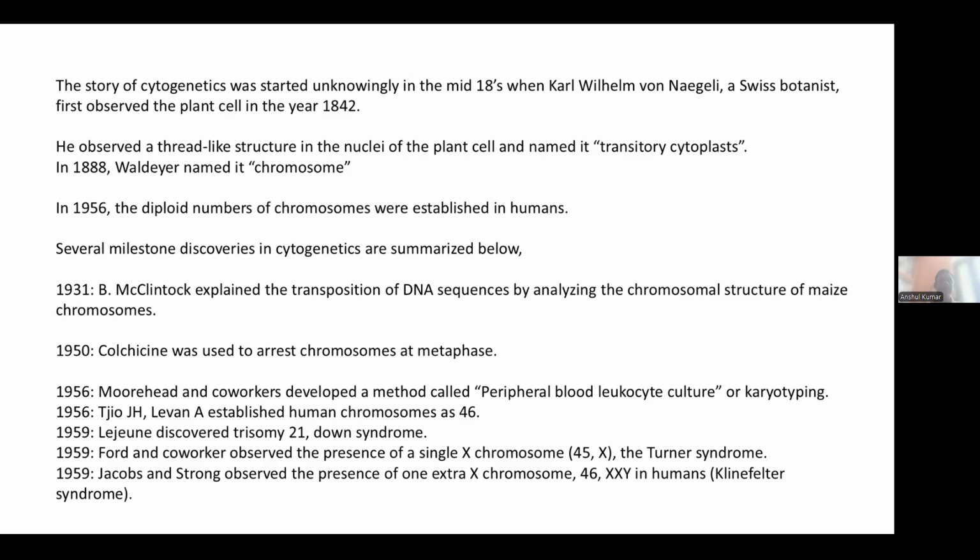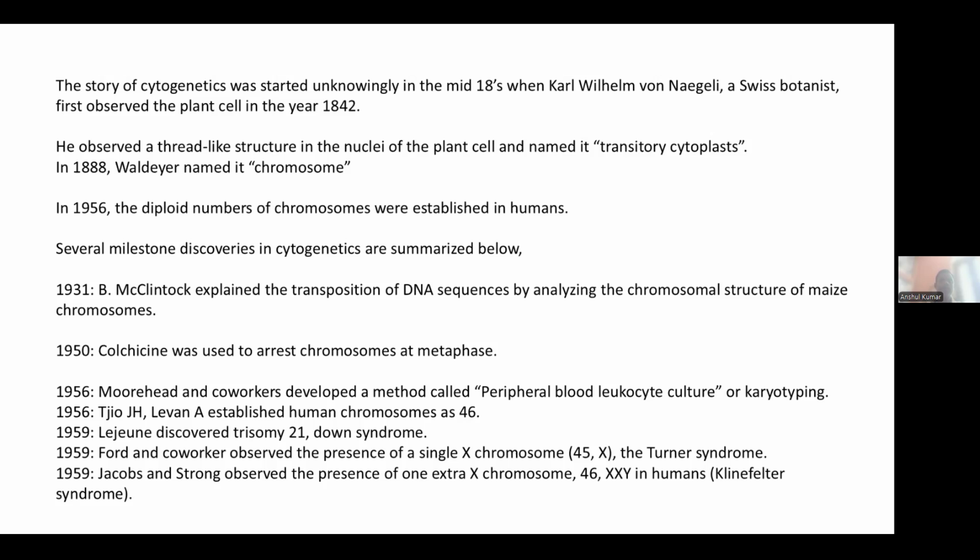In 1959, Lejeune discovered trisomy 21, Down syndrome, which means that instead of one pair, there is one additional chromosome added to chromosome number 21, and such a condition is called Down syndrome.